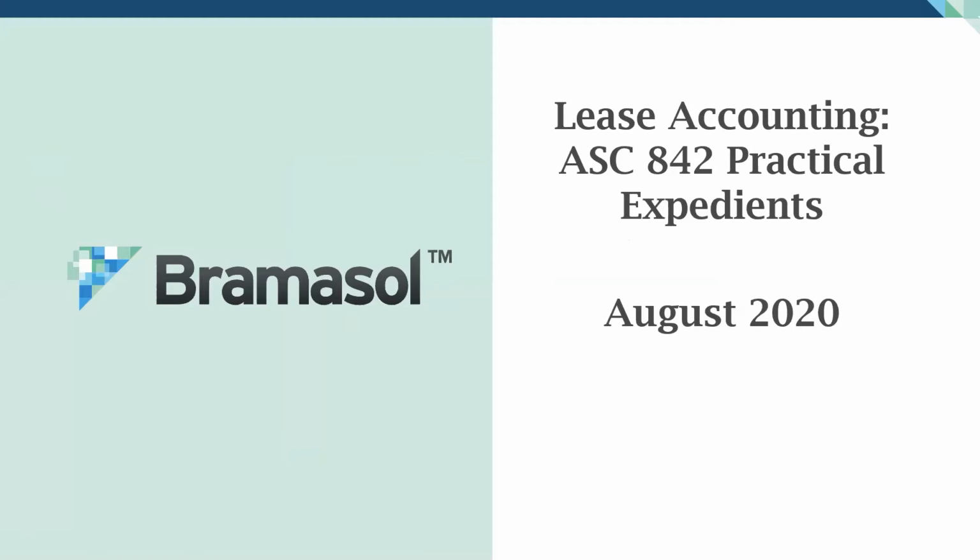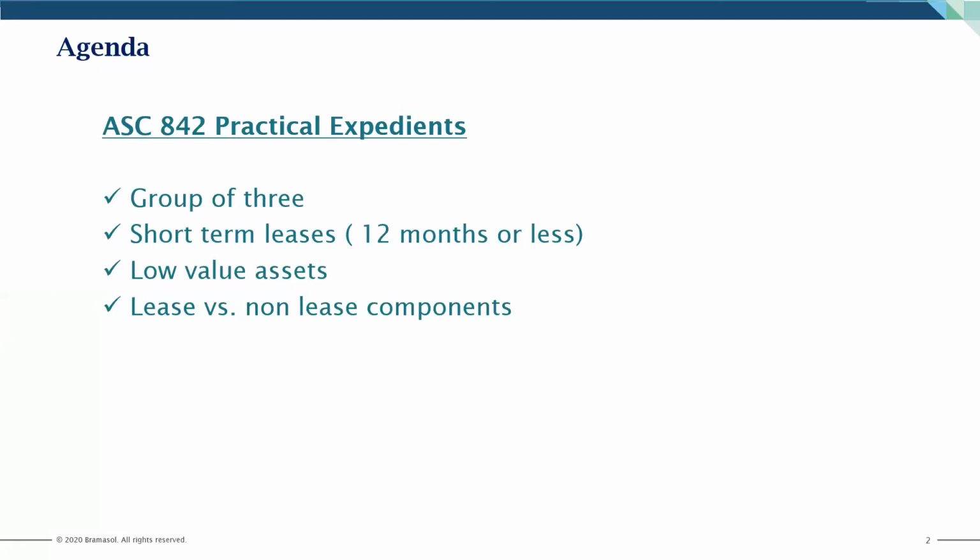Today, we're talking about the lease adoption of ASC 842, the new lease accounting standard. We're going to talk about a very important component of your lease adoption journey, which is some of the more critical practical expedients that you're allowed to take to make your transition easier. So we're going to talk today about the group of three, short-term leases, low-value assets, and lastly, lease versus non-lease components. Let's get right into it because there's a lot to cover.